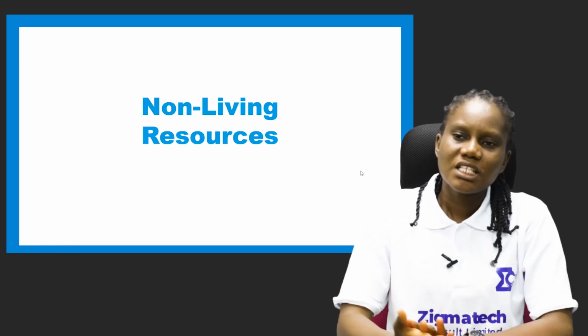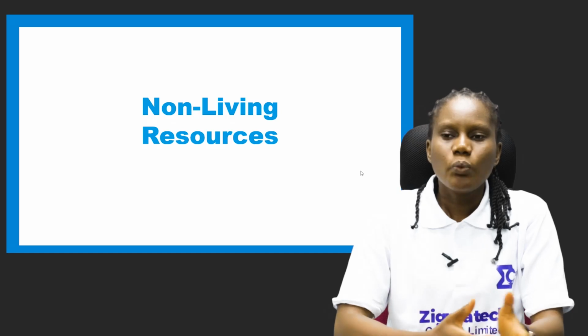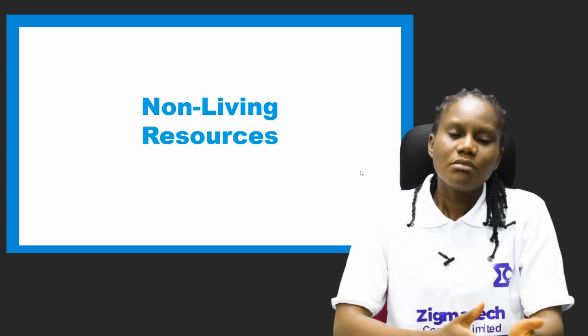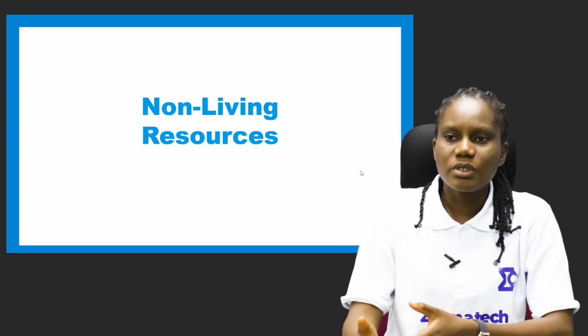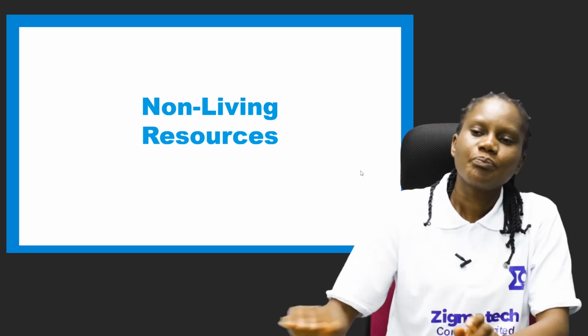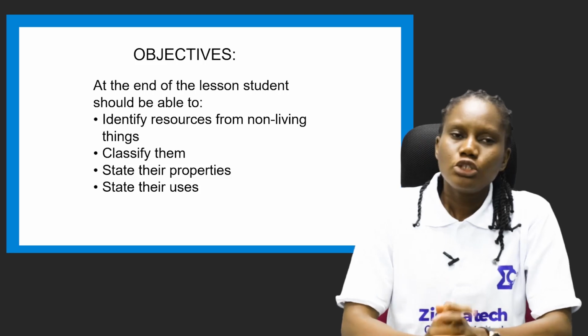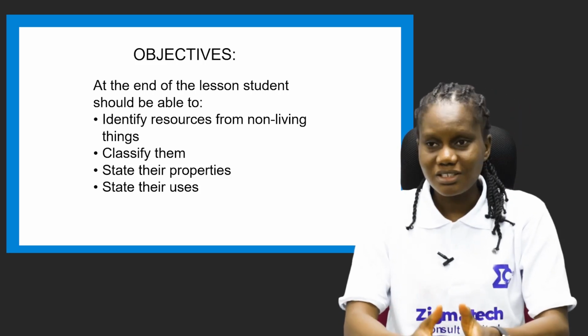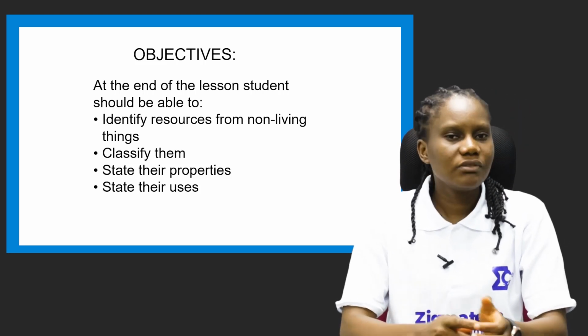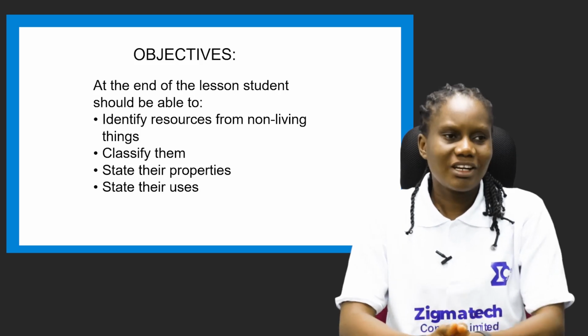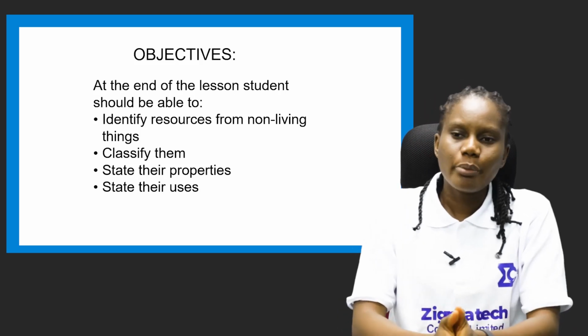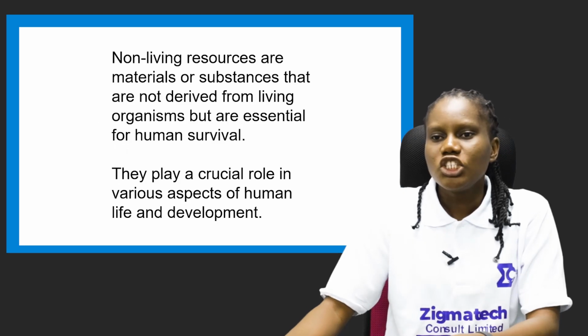Do not forget that in our previous class we looked at the living resources, that is materials derived from living resources, and now we are looking at non-living resources. At the end of today's class, you should be able to identify resources that are derived from non-living things. You should be able to classify them, state their properties, and also their uses.